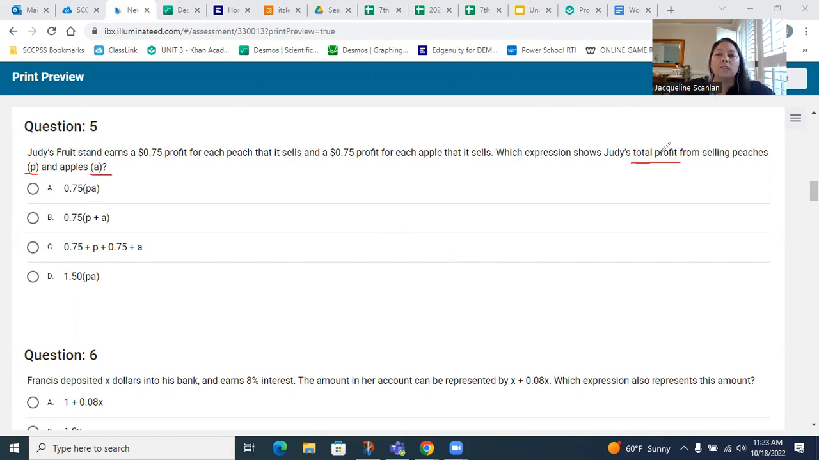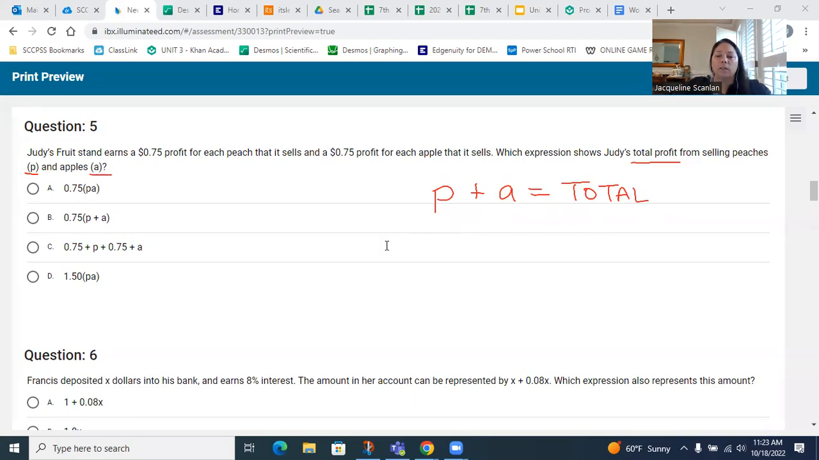So if they weren't asking about profit and they were just asking for a total, we could take the number of peaches, P, plus the number of apples, A, and that would give us our total amount. But they are asking us for a profit, and a profit means money. How much money did she make? All right, so to figure that out, what we would do is we would multiply the number of peaches.